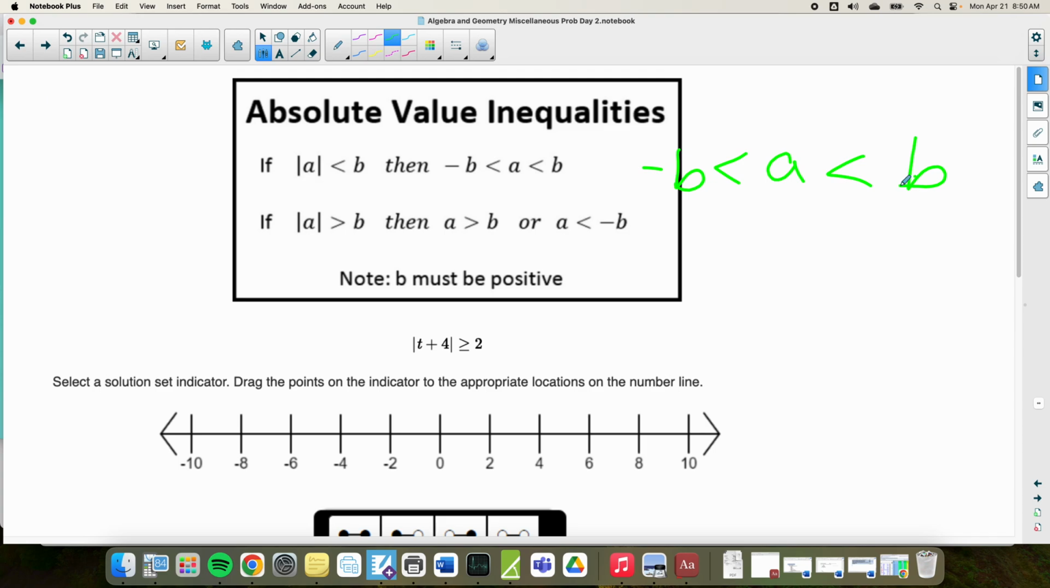This one, Haley also taught, and not that she did this one wrong, I just thought maybe it was a little more confusing than it needed to be. But this one, when it's greater than, you write it exactly the same, and then you switch the sign and switch the sign on your B. Okay, so this becomes less than. If this is positive, it becomes negative.